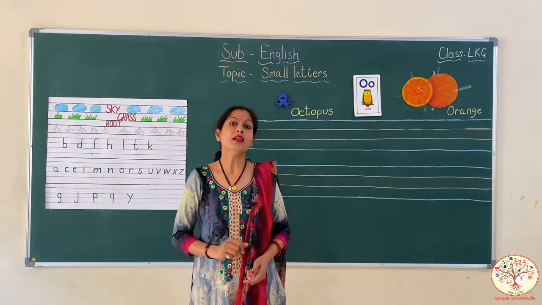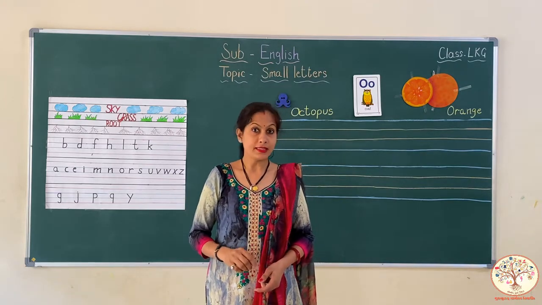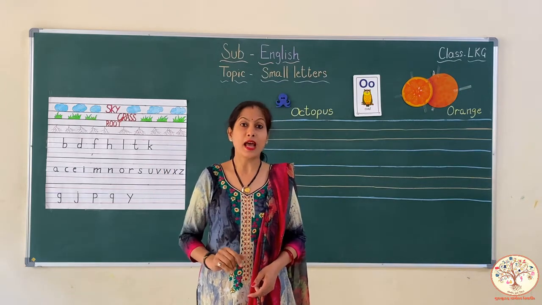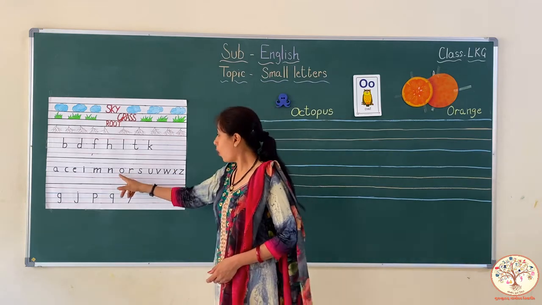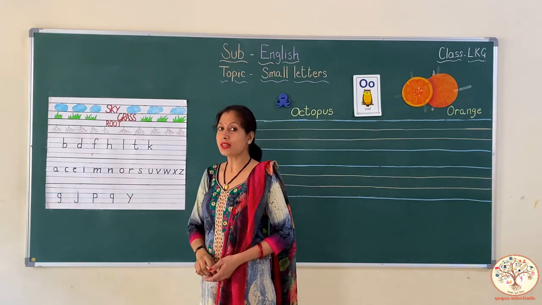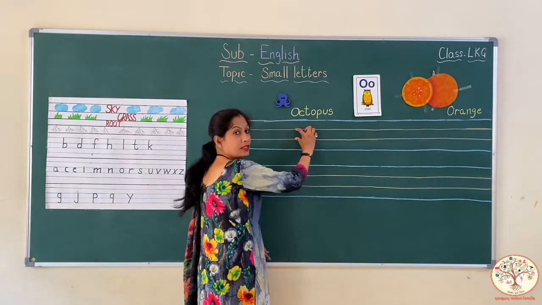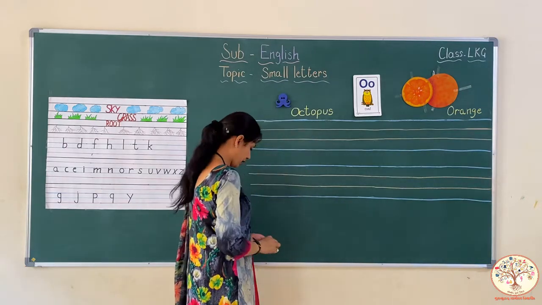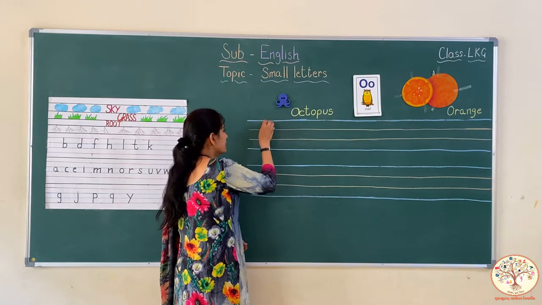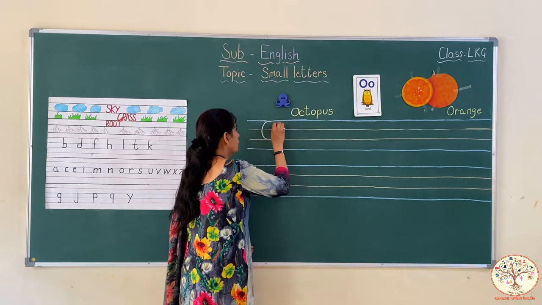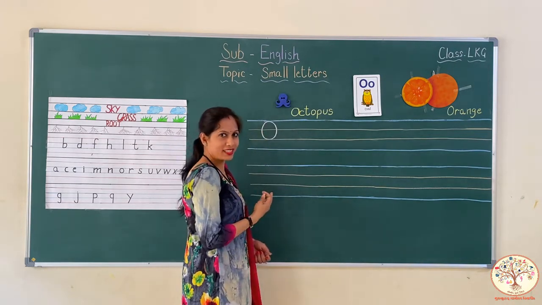Today, we will learn a new letter. This letter is very easy and that is O. This is also a grass letter. We will write this letter between these two lines. Okay. This is capital O. You have learned this.